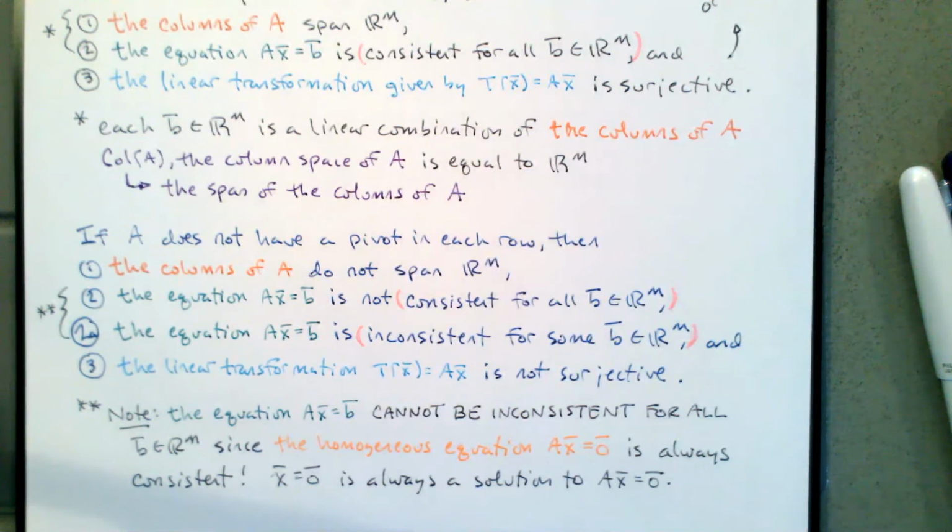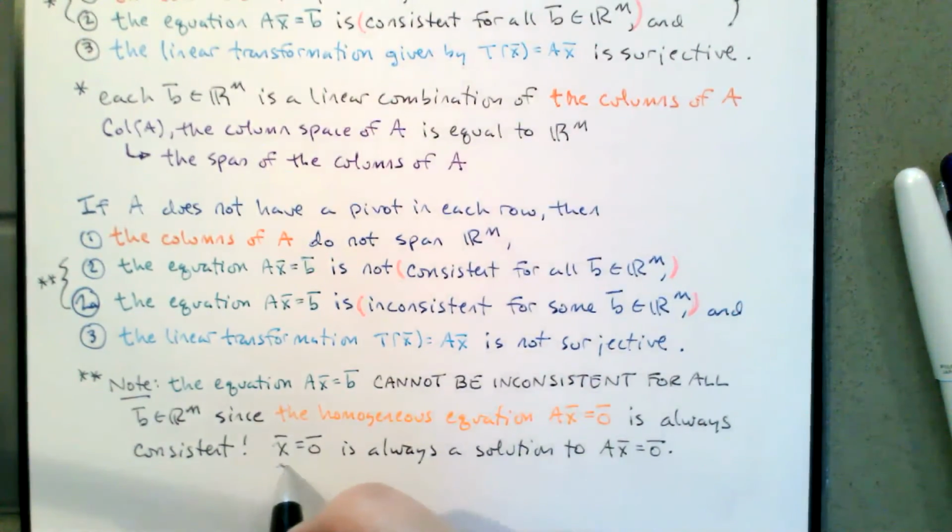This is because the homogeneous equation Ax equals 0 is always consistent. We always at least get the trivial solution. X equals 0 is the trivial solution.